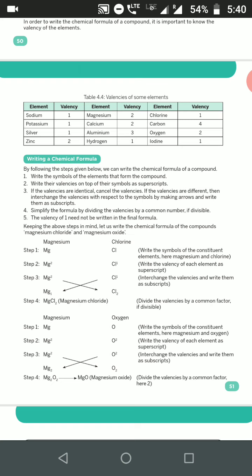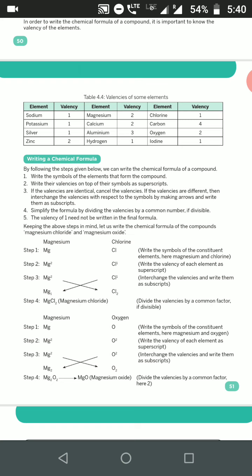Now do crosswise. By making these arrows, write their subscripts. Like magnesium 2, the number will go to chlorine, so Cl2. Chlorine valency is 1, this number will go to magnesium. Then write the formula MgCl2.